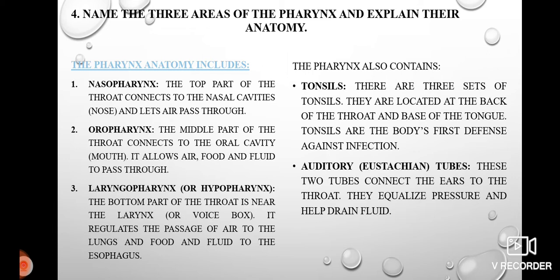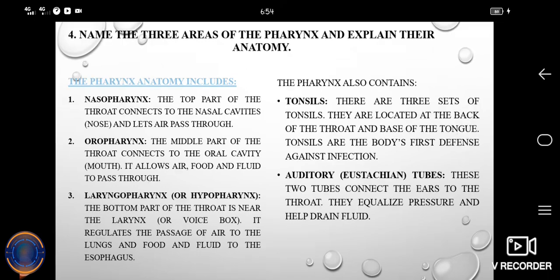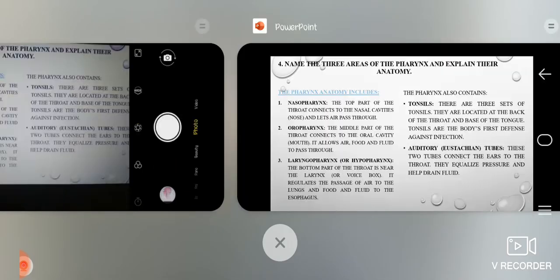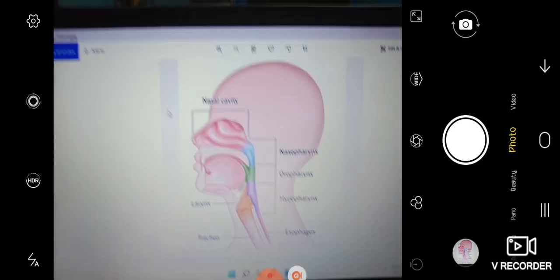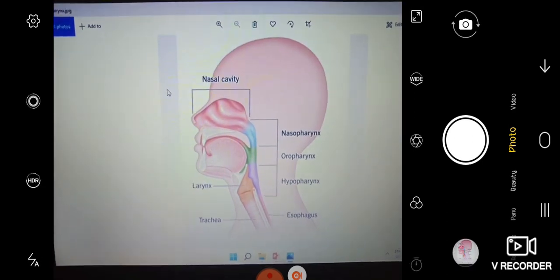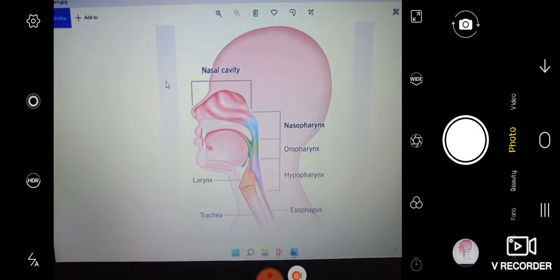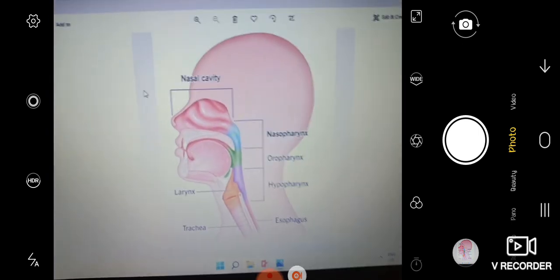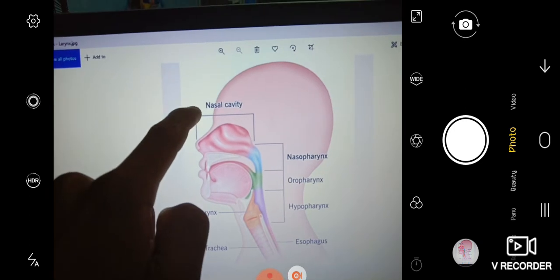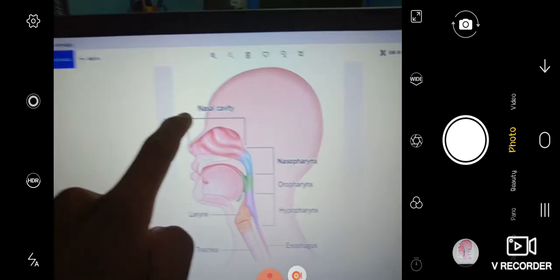So ito yung mga parts ng pharynx na kung saan makikita natin siya. So for an example, dito sa illustration na ito, ito yung part na larynx and pharynx. So makikita rin dito yung nasal cavity. So part na ito yung nasal cavity. Then, yung blue one ito yung nasopharynx, diba? Sa itaas siya, sa top.